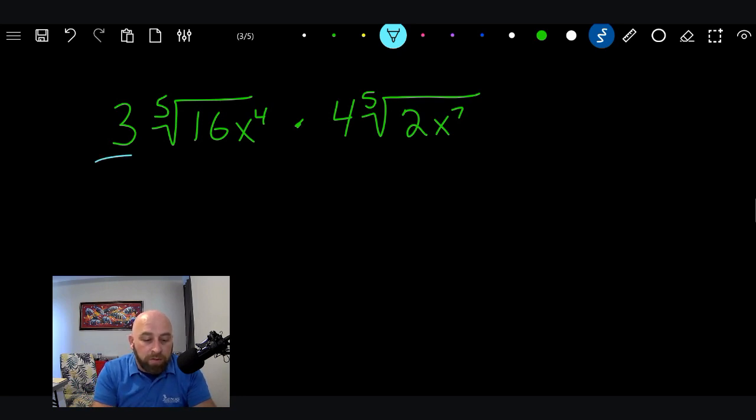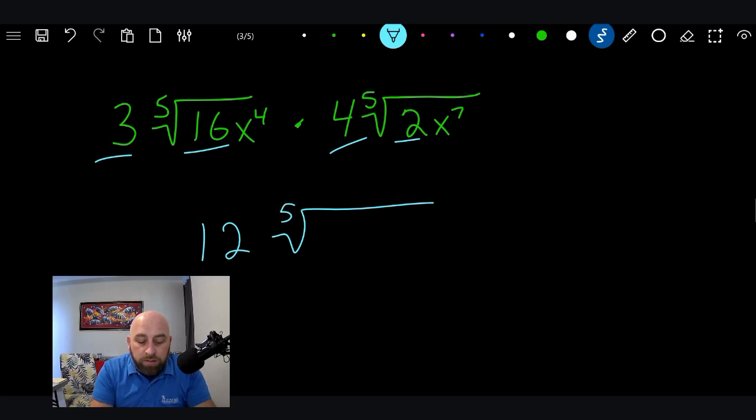All right, 3 times 4. Just 3 times 4. They're both outside. That's going to give us 12 outside. 16 times 2, and again, this is in the fifth root sign. So 2 times 16 is going to be what? Was that 32? All right, 32. And then x to the 4th times x to the 7th is going to be x to the 11th.